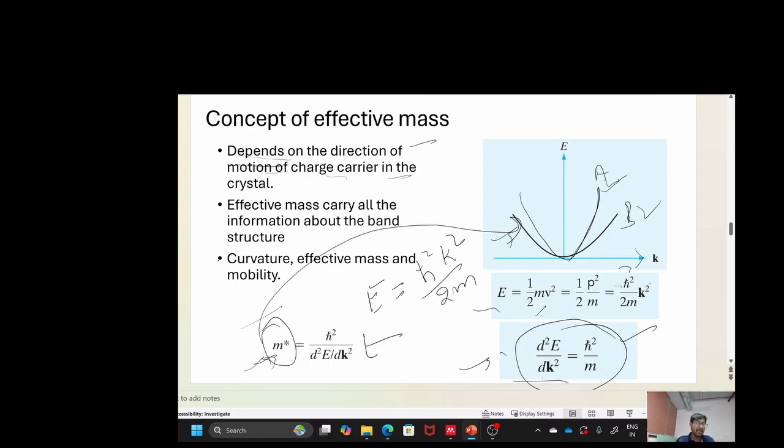Whatever the particle, electron or hole, if the effective mass is lesser, it will feel less perturbation, or we can say it can move easily inside the lattice. So the mobility will be higher. The less the effective mass, the more will be the mobility. A has more curvature, B has less curvature. The more the curvature, the less the effective mass, and the more the mobility. So this is the thing that I wanted to tell.